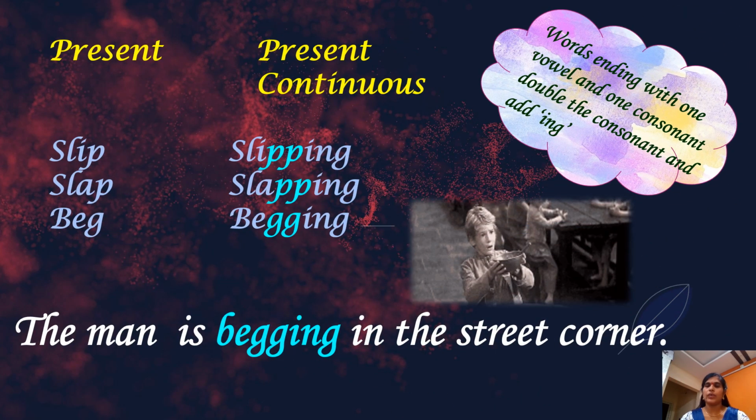Children, here we are with the third spelling rule of the present continuous tense. That is, for words ending with one vowel and one consonant, we have to double the consonant and then add ing in order to make it into present continuous tense. For example, slip, slipping, slap, slapping, beg, begging.